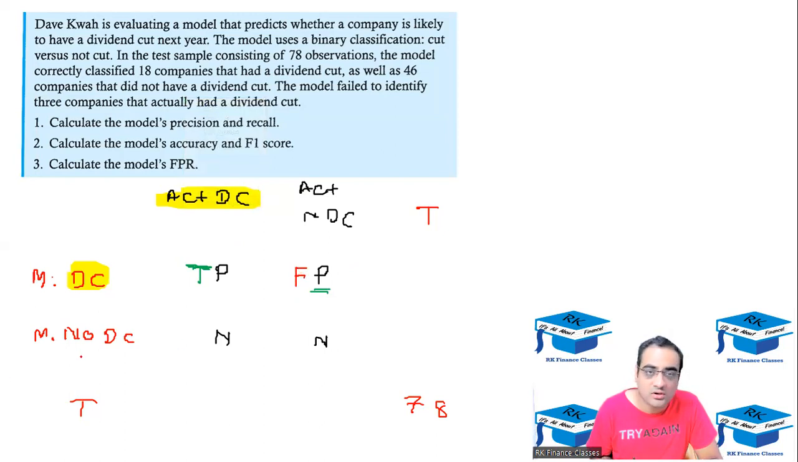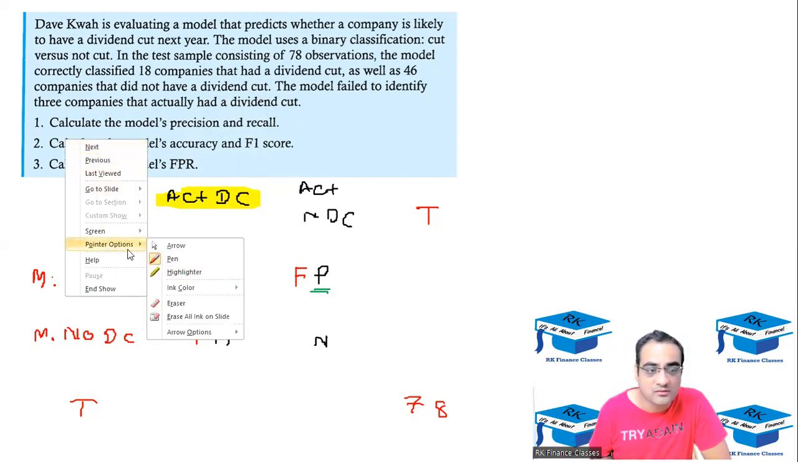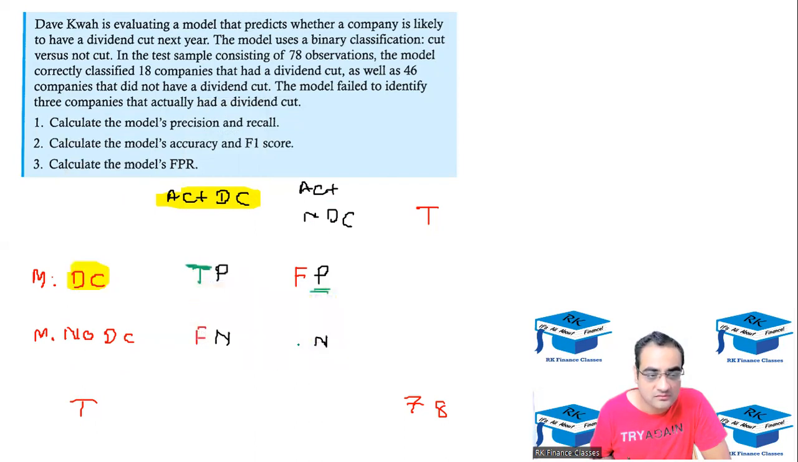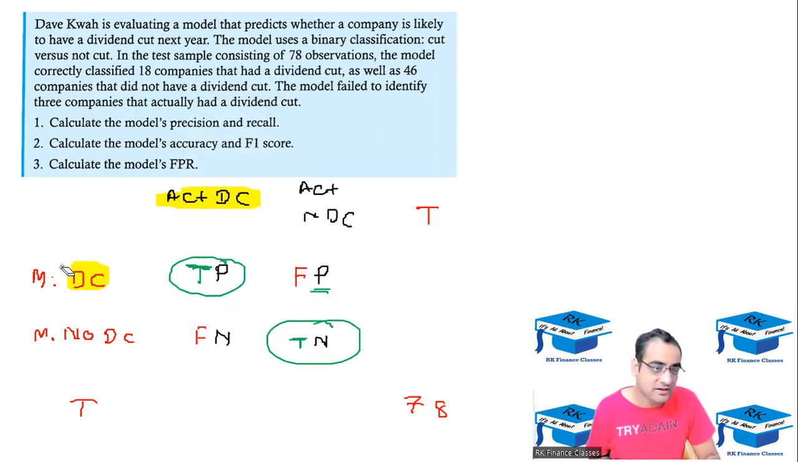Third one, the model is saying no dividend cut, but actually the dividend cut is happening. So that's a false negative, because the model is saying no dividend cut, but actually the dividend cut is there. And the last one, the model is saying no dividend cut, and actually also there's no dividend cut. So that would be called a true negative. So this and this will be kind of the accuracy. Let's try to fill that data.